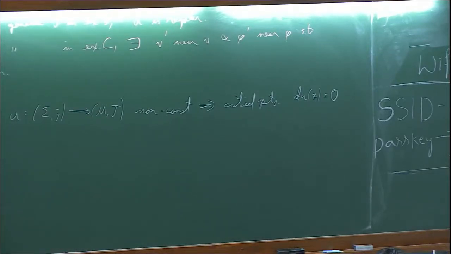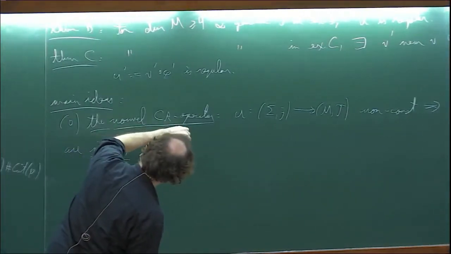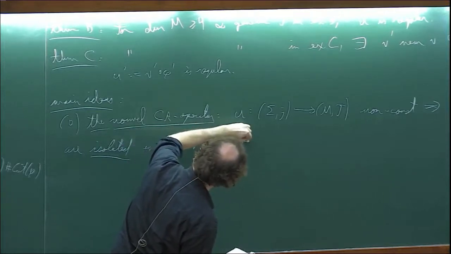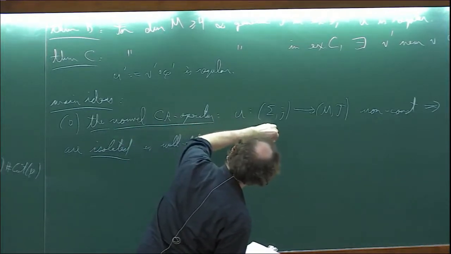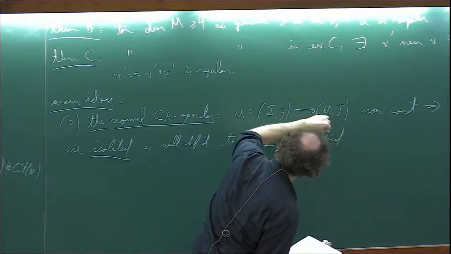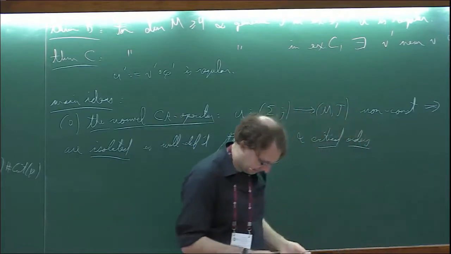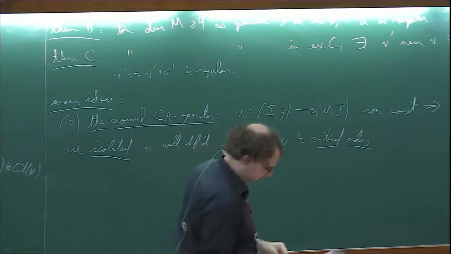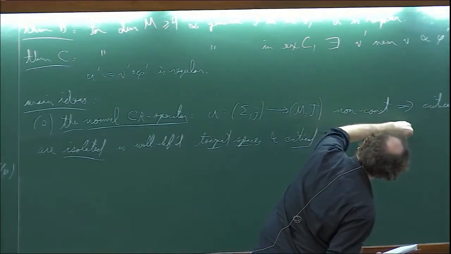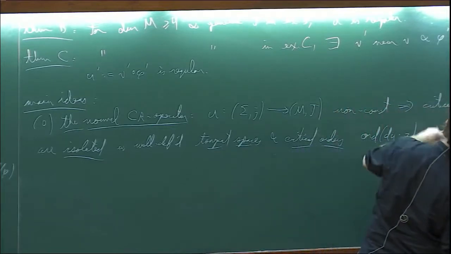And better than that, they have well-defined tangent spaces and critical orders. So the critical order I will denote by ord of du at z. That's always some positive integer for every critical point.